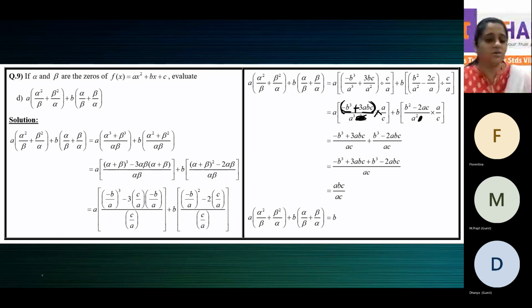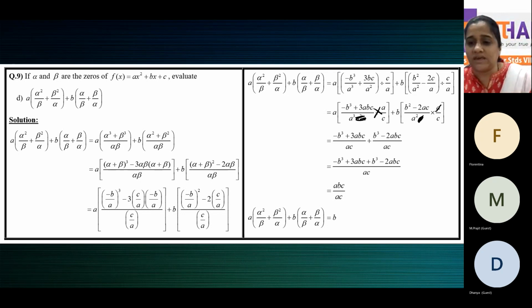So here you cannot cancel the C and C because B square minus 2AC is one expression. So you cannot cancel like that.